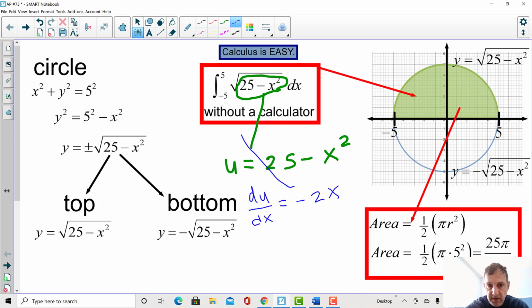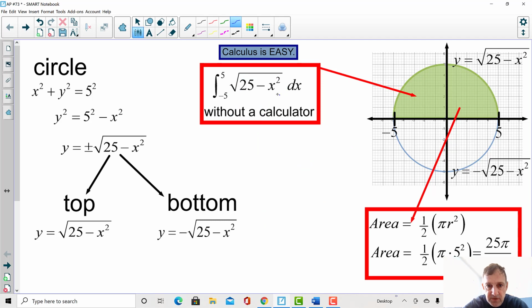But wait a minute, we don't have an x here. And that's where most people would get stuck. And they say, I don't know what to do here. So this question is really a pre-calculus question more than anything.